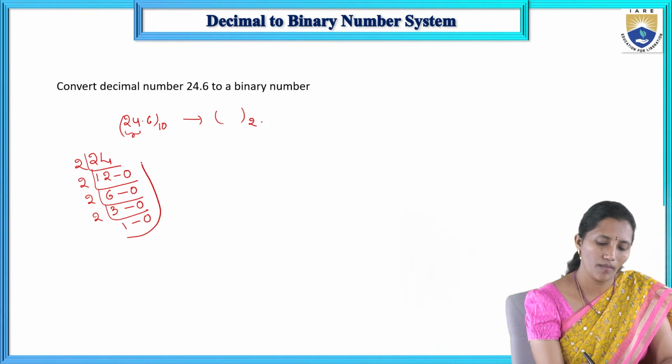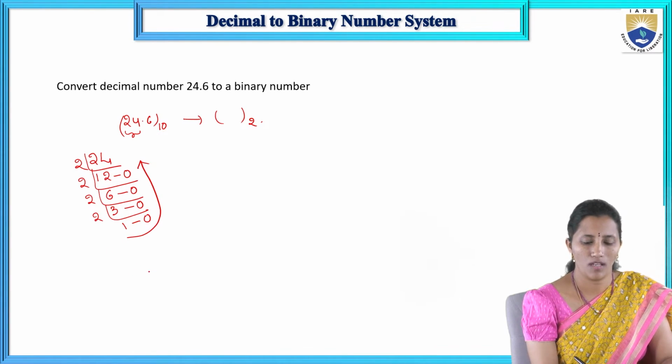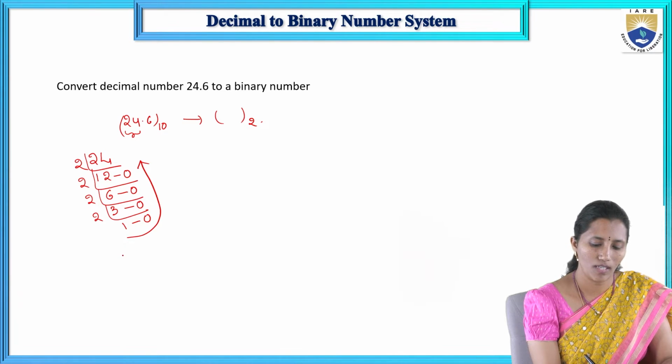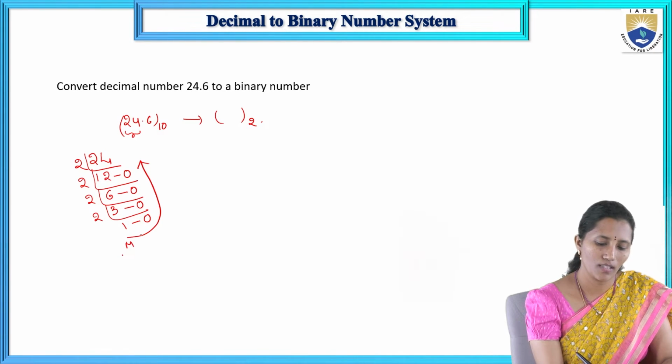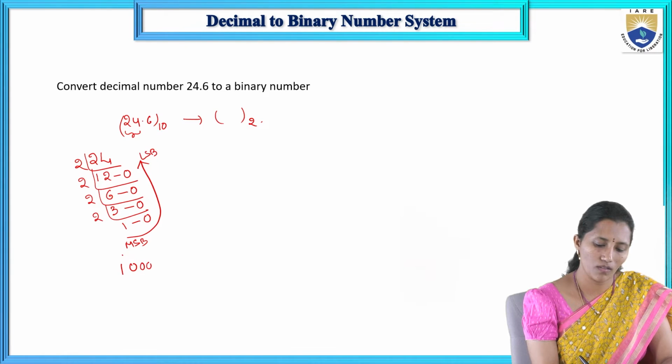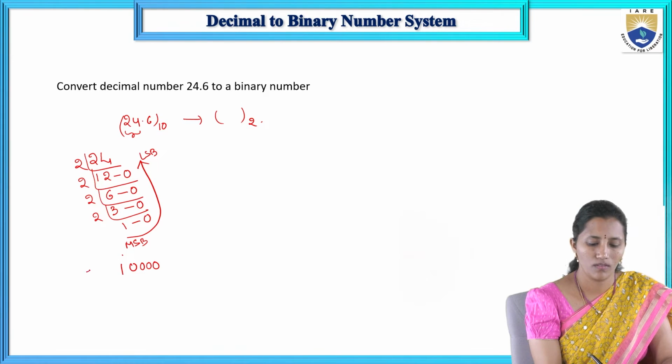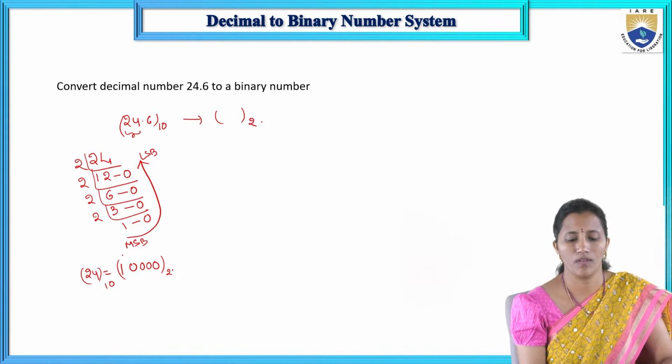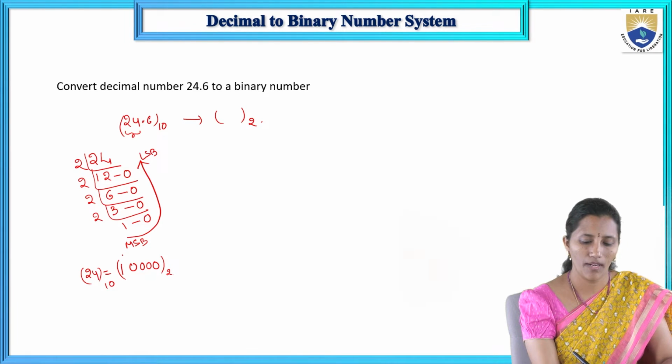We write the remainders from down to up. This is the MSB bit and this is the LSB bit. So the remainders are written as 1 0 0 0 0. So 24 base 10 is represented by 11000 base 2. But we have a fractional part also.